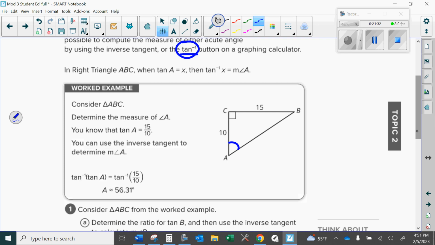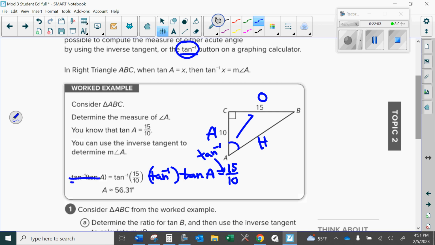Since we supposedly only know tangent so far, even though we've talked about sine and cosine already, we're only doing tangent in this lesson. We know the tangent is opposite over adjacent, so there's our hypotenuse, 15 over 10. So the tangent of A equals 15 over 10. Well, I need to solve for the angle A, so I have to get rid of tangent. The way you get rid of tangent is arctangent. They cancel each other out. Whatever you do to one side, you must do to the other side.